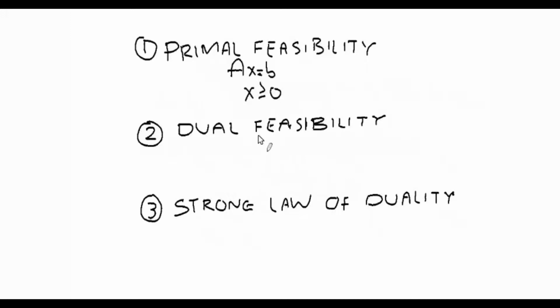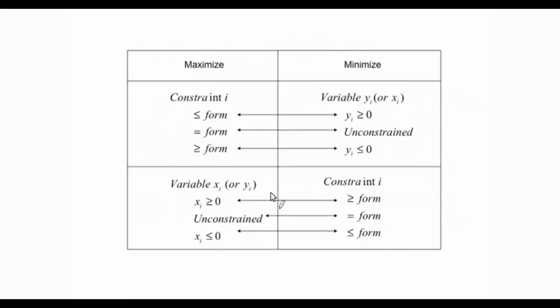The second is dual feasibility. And to write down the dual feasibility, we need to go to our primal dual grid. In order to make the dual feasibility requirement, we need to consult this table. And let's just remind ourselves what the primal is. I'll write it over to the left-hand side here. It's minimize c transpose x such that Ax equals b and x is non-negative.